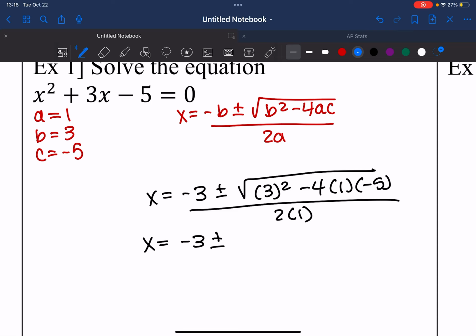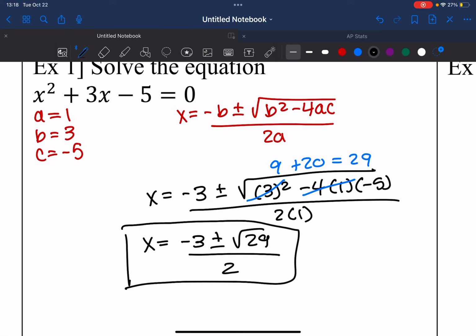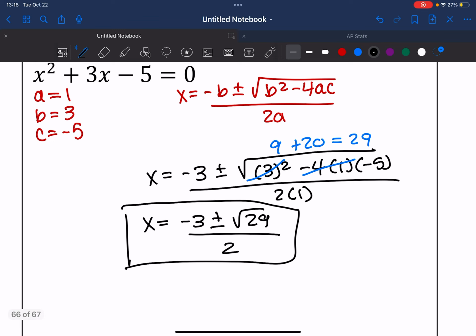If we simplify the discriminant, that's everything under the radical, 3 squared is 9, and negative 4 times 1 times negative 5 is positive 20. So that means under the radical, we have 9 plus 20, which is 29. So the square root of 29 all over 2. This is going to be my answer because 29 is a prime number and we cannot reduce it. So this tells us that we have 2 real roots.